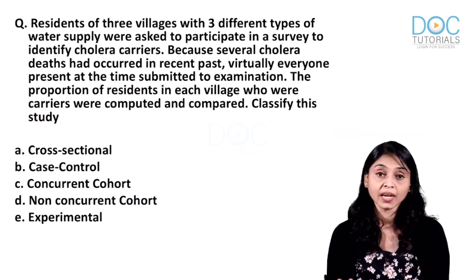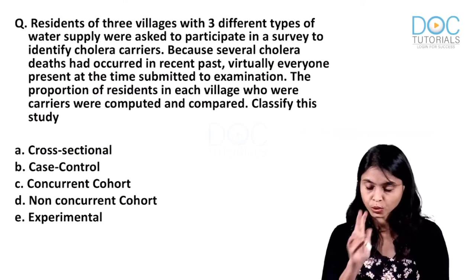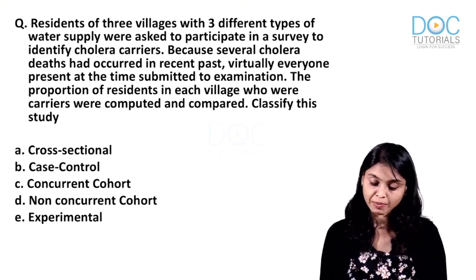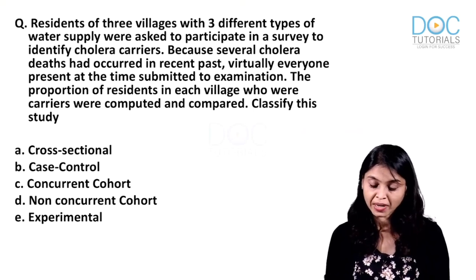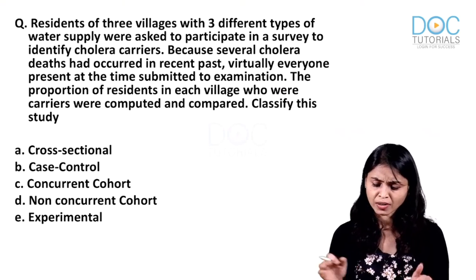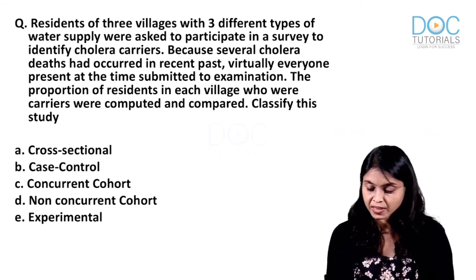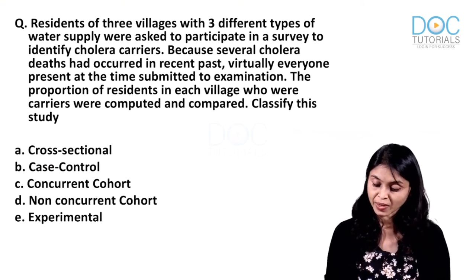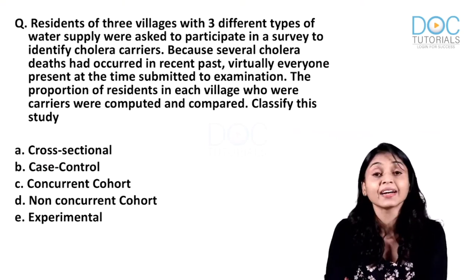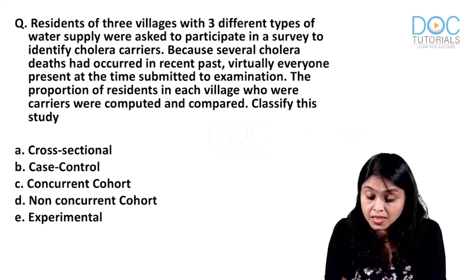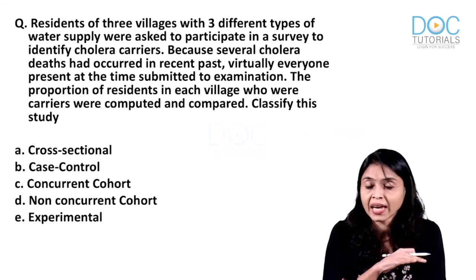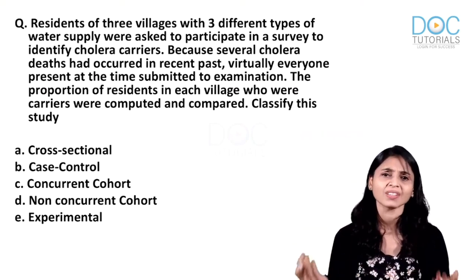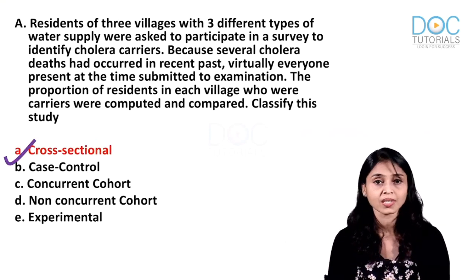Don't you want to see how the questions from study designs will look like? Just 2 questions, 2 prototypes. Residents of 3 villages with 3 different types of water supply were asked to participate in a survey to identify cholera carriers. Because several cholera deaths had occurred in the recent past, virtually everyone present at the time submitted to examination. The proportion of residents in each village who were carriers were computed and compared. Classify the study design. What is it? See, when there is a disease outbreak, they have done a survey in 3 nearby villages to find out the percentage of cholera carriers. So what is it? It is a cross-sectional study.